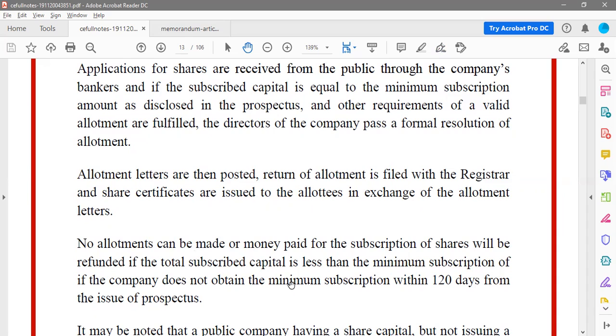And there is a concept called minimum subscription. Minimum subscription means the minimum number of shares that has to be bought by the shareholders, so that the company can actually go on with the procedure. It is something like you start a new business and you watch for 1 month. If you are getting some customers, some improvement is there, you will think, okay, I can continue the business, right?